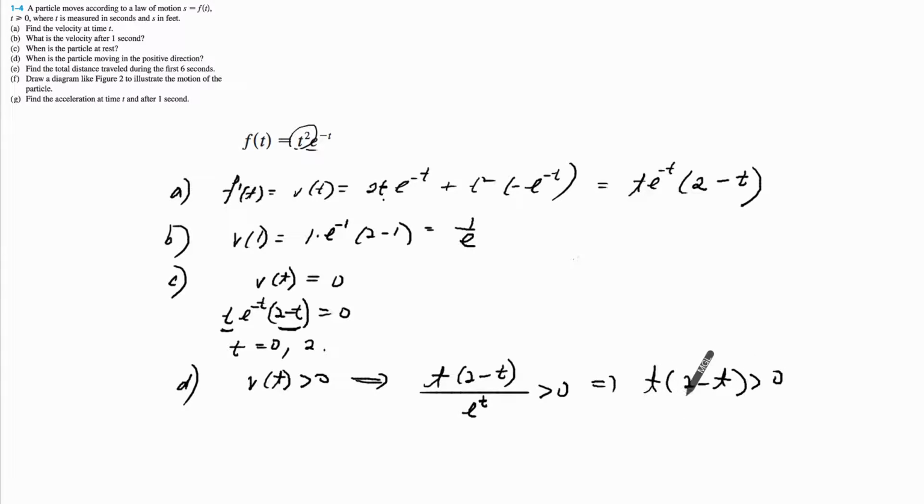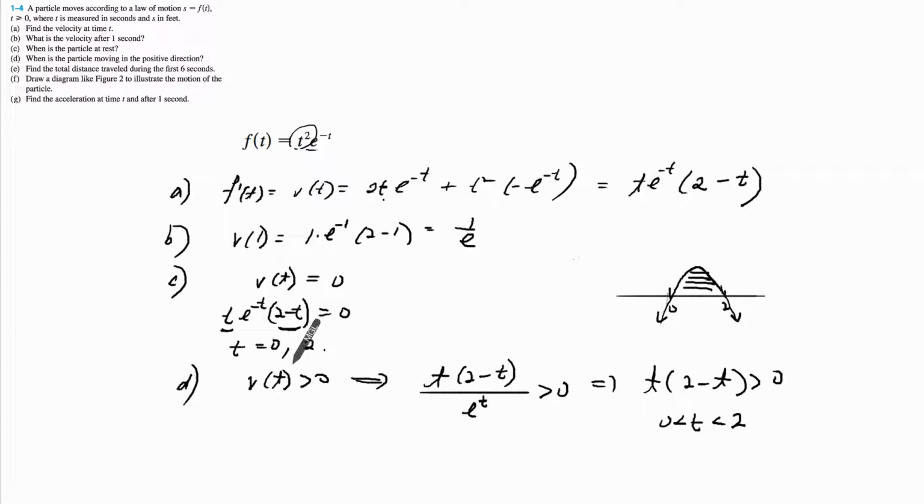Now, this is a quadratic, and it's a quadratic with roots at 0 and 2. Right? Quadratic looks like a parabola. It is a parabola if you graph it. And from here you can see that it's positive right in between 0 and 2. So when t is between 0 and 2, velocity is positive.